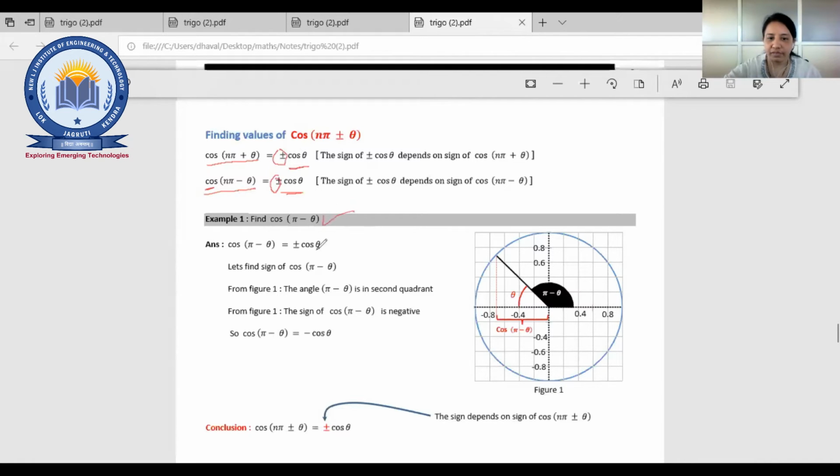So the first example, cos pi minus theta. Obviously the answer will be what? Cos theta only. Now the sign will depend upon what? On cos of pi minus theta. So obviously it will be in which quadrant? Second quadrant. So what is the sign of cos theta in the second quadrant? That is the basic. It falls on the minus x axis. So obviously the sign will be minus. Okay. Any doubt in this?